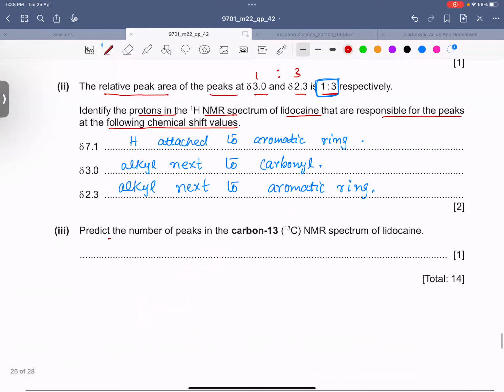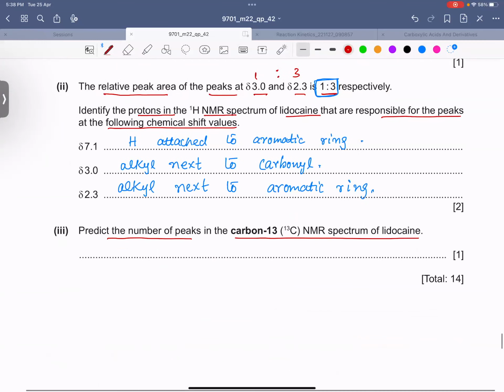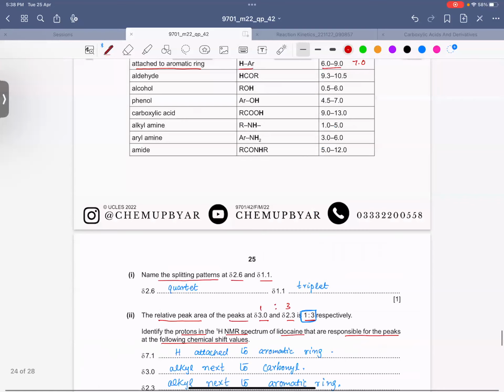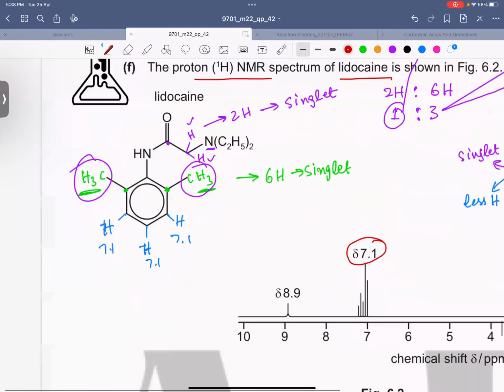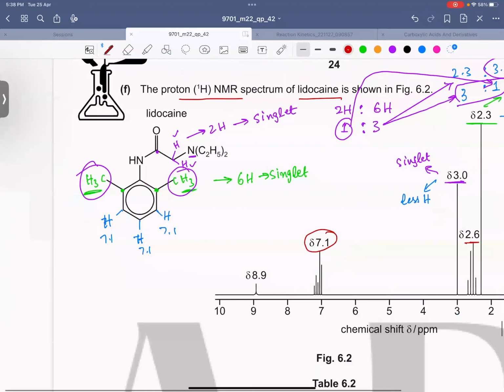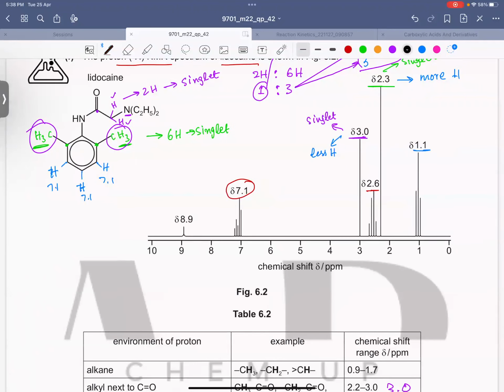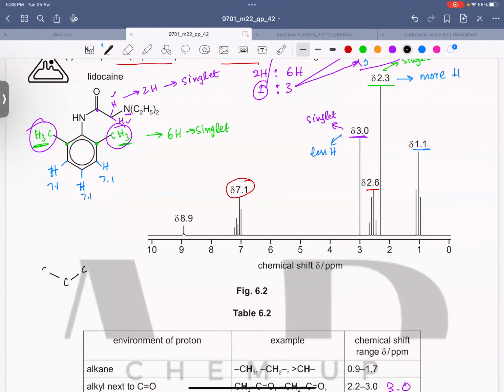Now the last part, predict the number of peaks in carbon 13 NMR spectrum of lidocaine. So we have to figure out how many different types of carbons are over here. So let me draw the structure over here. 1, 2, 3, 4, 5, 6. Here I have 1 carbon, here I have 1 carbon, nitrogen, then C double bond O, then a carbon, then nitrogen, where we have 2 different carbons.